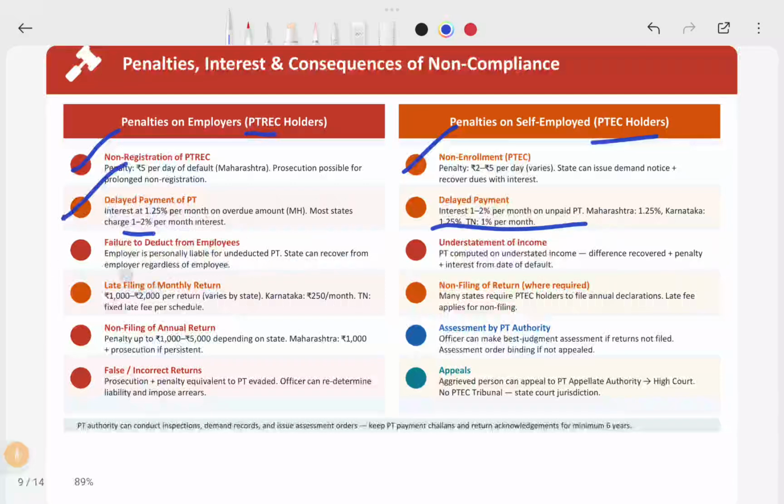So the state can recover from the employer, even if, suppose, a few employees worked for 3 months and left the organization. If for these 3 months you don't deduct the professional tax, later if the department identifies it, they don't search for the employees who left the organization. They will collect it from the employer who should have deducted in those 3 months. If you don't deduct, they don't bother about it. They will collect from you. This is the intention.